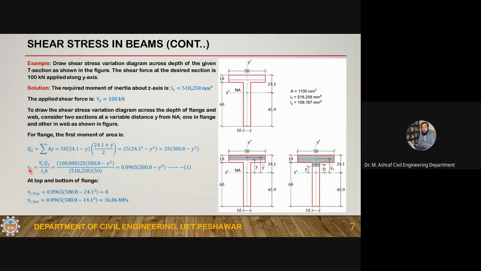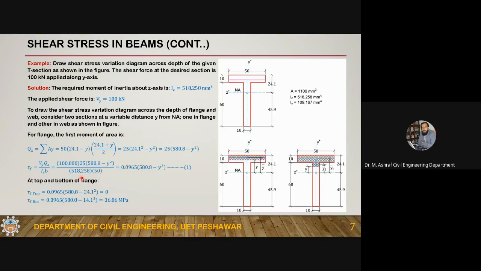Now the shear stress, tau F, is equal to, F is for flange, Vy QZ divided by IZ B. Here Vy is 100,000, QZ is this one, I is this one, and the width in the flange, B, is 50. So if you simplify this relation, you will get this equation number 1.